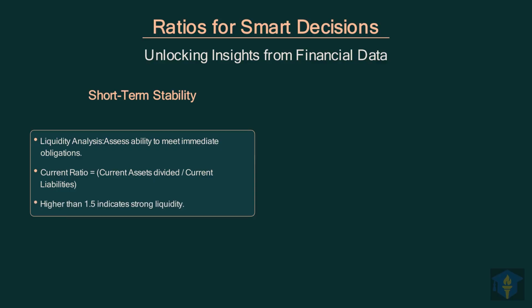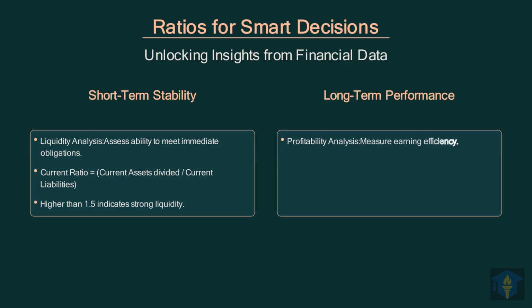Generally, a current ratio higher than 1.5 indicates strong liquidity, meaning the company is financially sound. Next, we'll shift our focus to long-term performance, looking at a company's sustained financial health and growth. Profitability analysis helps us measure how efficiently a company is earning profits from its operations and investments.